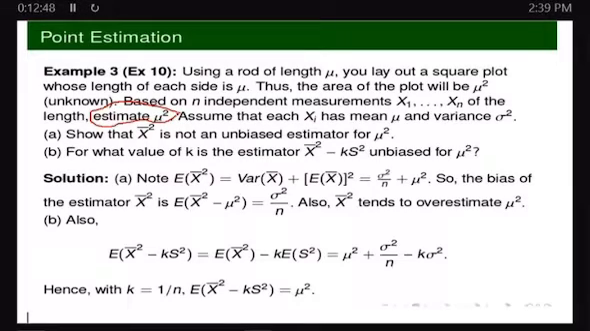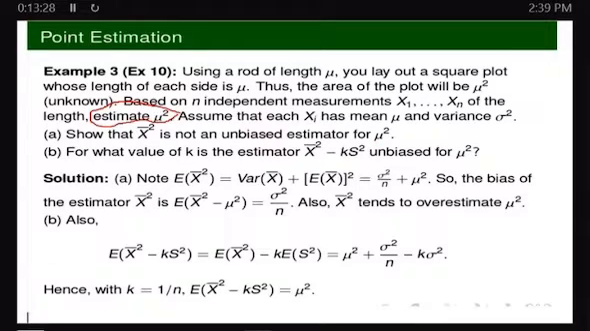Why do you think somebody is going to have that kind of suggestion? Because we've already proved that X bar is an unbiased estimator of the population mean mu. And somebody can say, oh, okay, when I square X bar, can that also be an unbiased estimator of mu squared? And the answer is no. And you're actually going to see why the answer is no. Then in question B, for what value of k is the estimator X bar squared minus k S squared unbiased for mu squared?